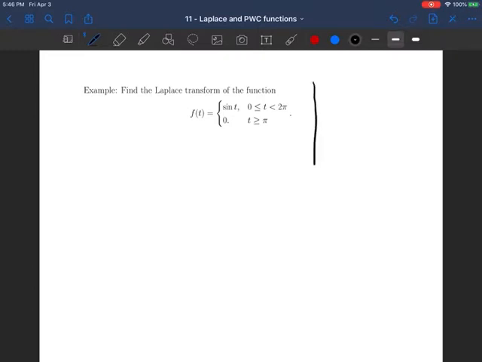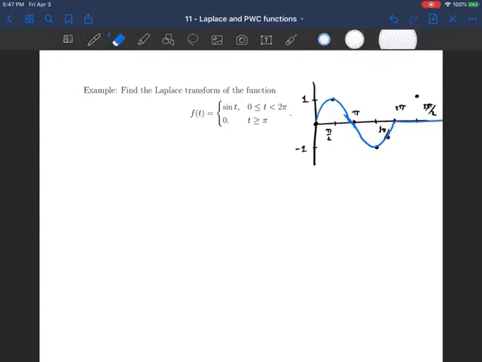So here we want to find the Laplace transform of the function f of t is equal to sine t from 0 to 2 pi and then 0 onwards. So again, just for orientation purposes, let's think about what the graph of this would look like. So pi over 2, pi, 3 pi over 2, and 2 pi, and then 5 pi over 2, etc. 1, minus 1. So it goes here, here, here, here, here, here. All right, so our graph looks like this.